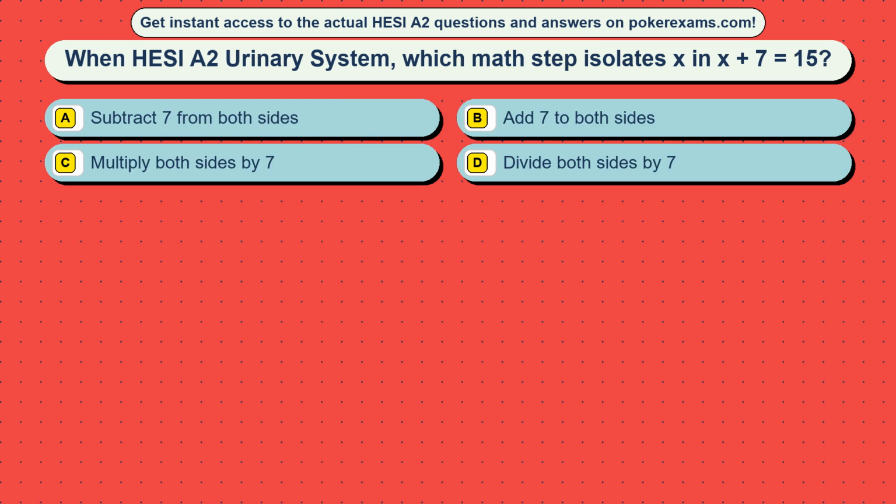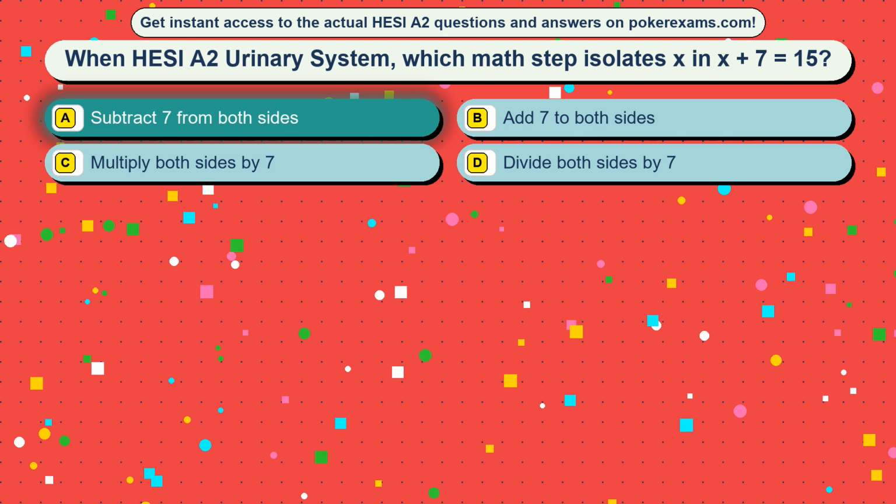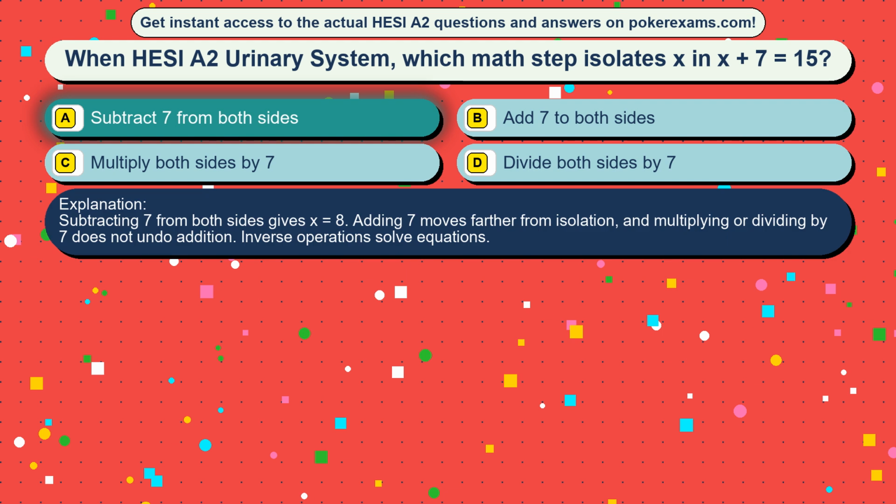Question 49. When HESI A2 urinary system, which math step isolates x in x plus 7 equals 15? Option A, subtract 7 from both sides. Option B, add 7 to both sides. Option C, multiply both sides by 7. Option D, divide both sides by 7. The correct answer is option A, subtract 7 from both sides. Subtracting 7 from both sides gives x equals 8. Adding 7 moves farther from isolation, and multiplying or dividing by 7 does not undo addition. Inverse operations solve equations.